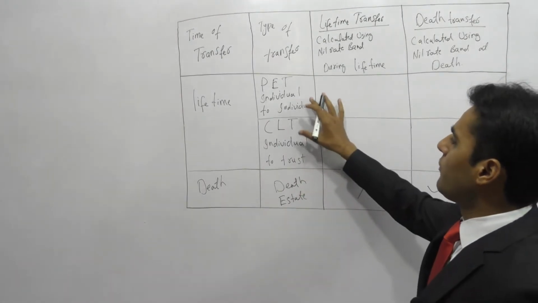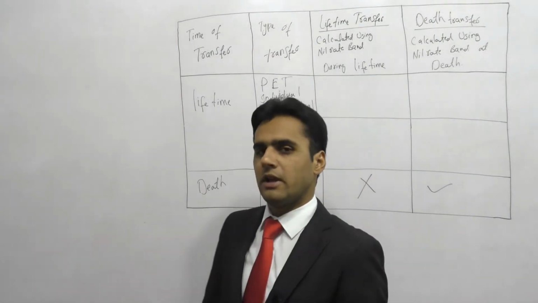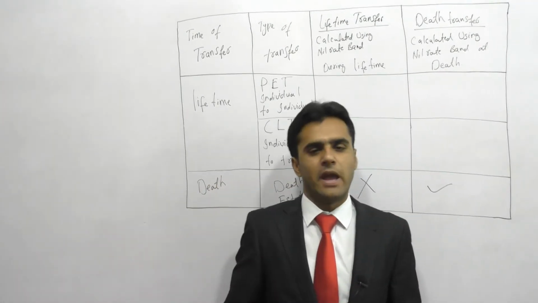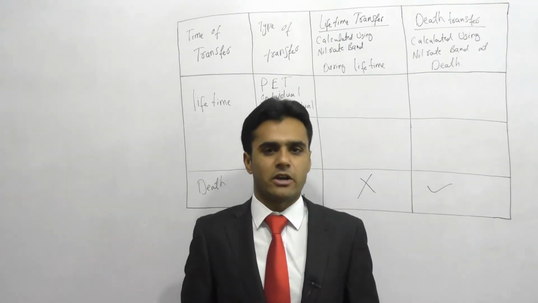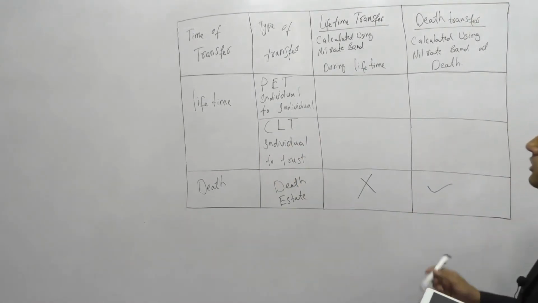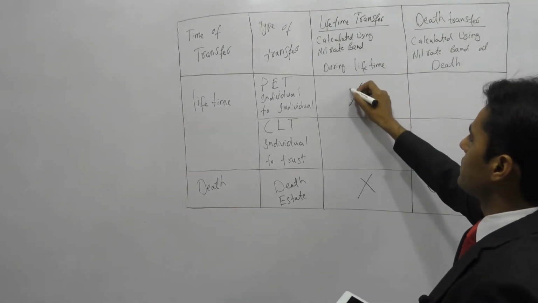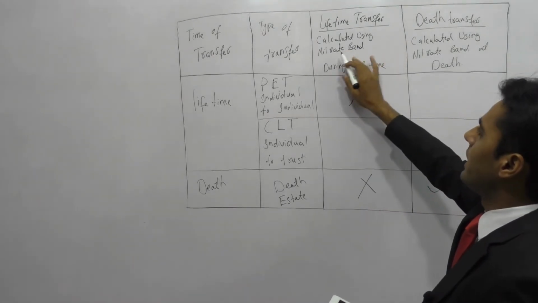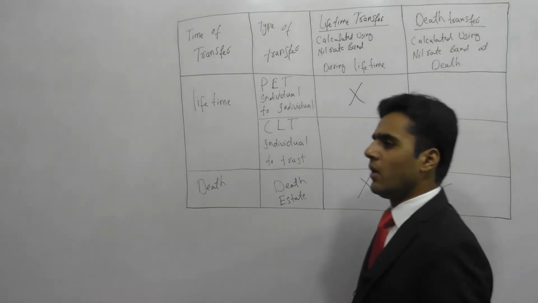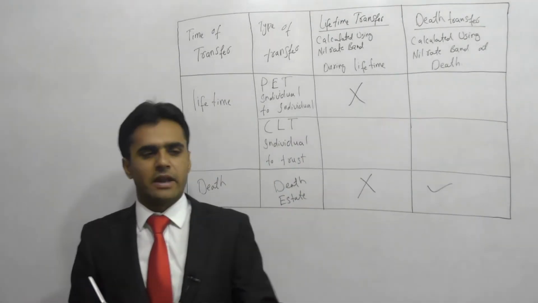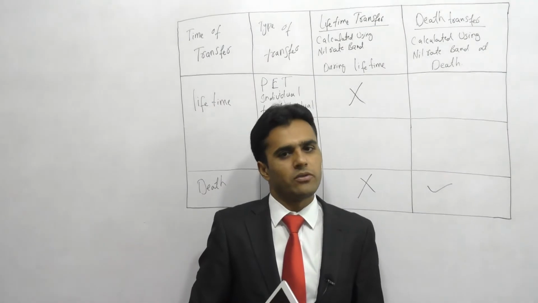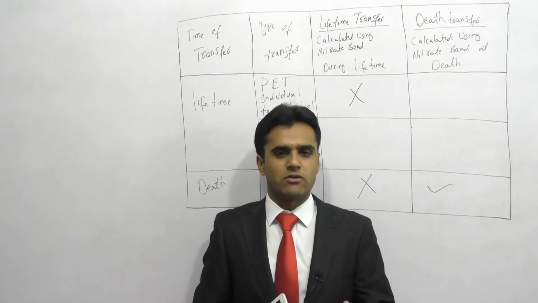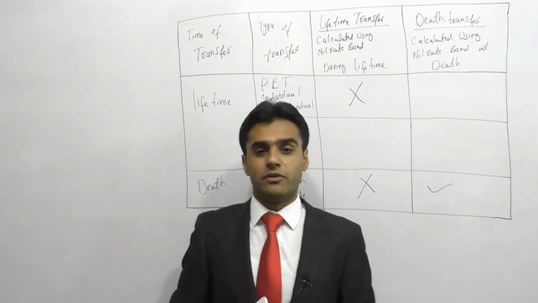Right? Now, if we talk about the potentially exempt transfer, HMRC says that if you transfer an asset from one individual to another individual, you don't have to pay any lifetime tax for inheritance tax purposes. Right? So for potentially exempt transfer, we don't have to pay any tax on that. And it says lifetime transfer calculated using Nil Rate Band during lifetime. Now what is the Nil Rate Band? Nil Rate Band basically is an exemption of £325,000. So up to the first £325,000, you don't have to pay any tax. Tax rate will be at the rate of 0%.